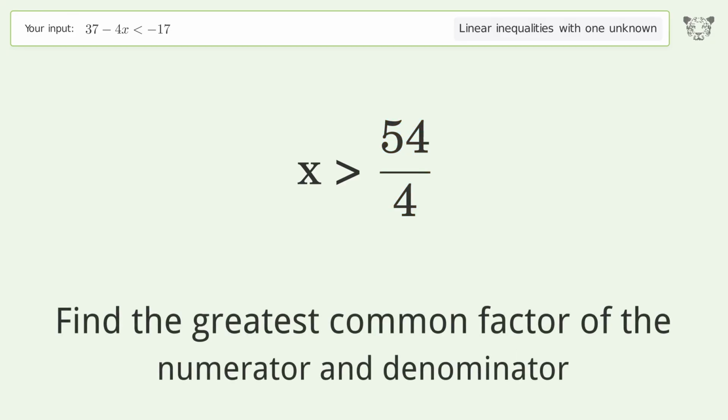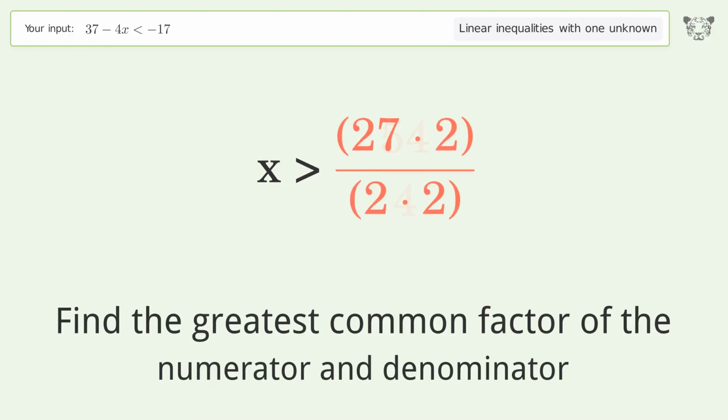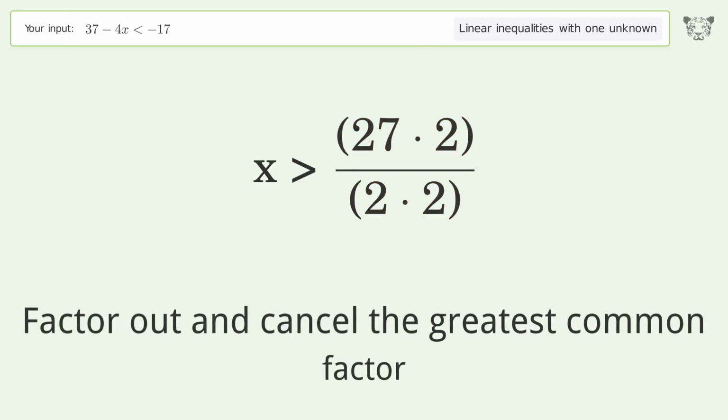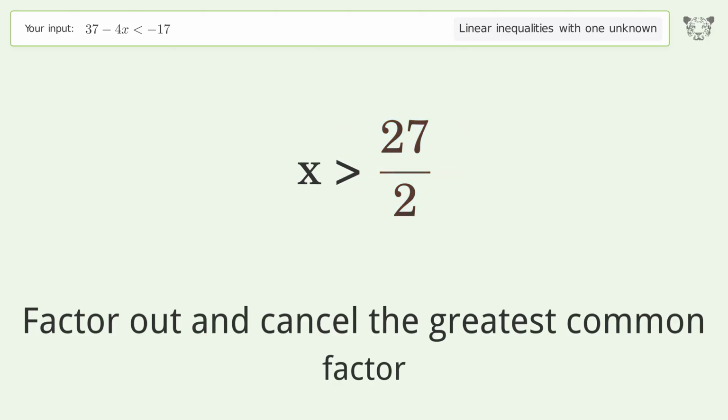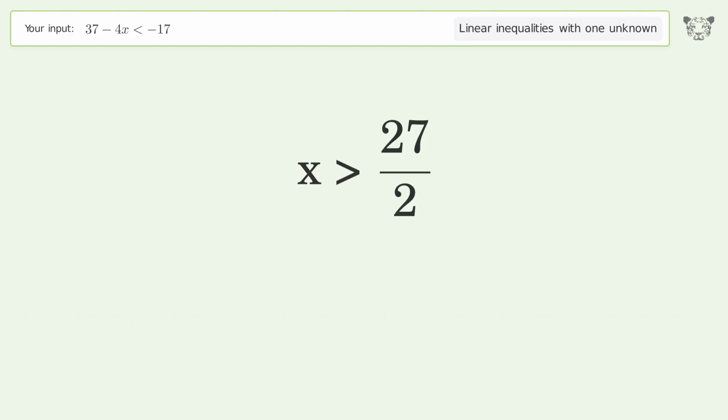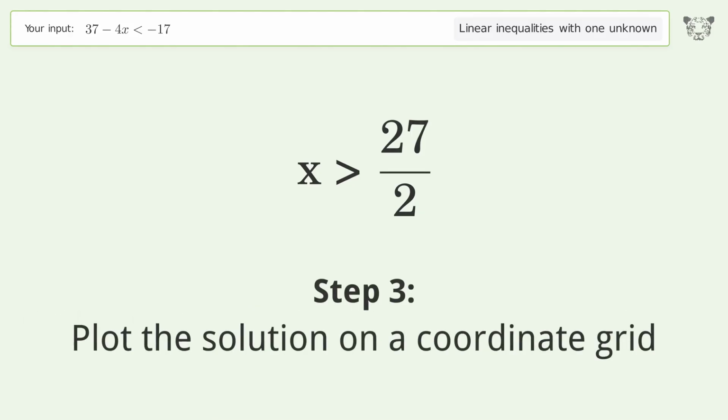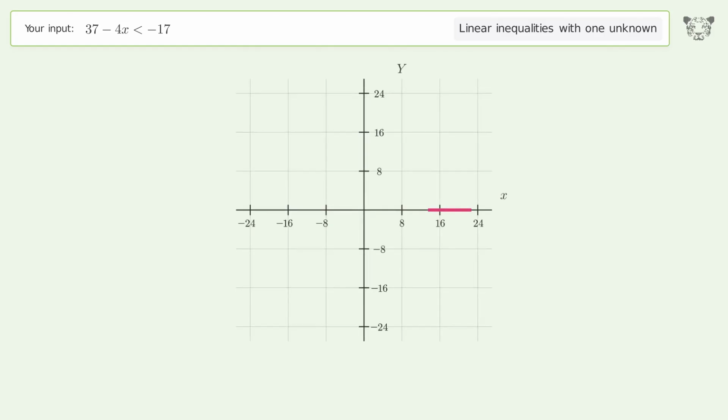Find the greatest common factor of the numerator and denominator. Factor out and cancel the greatest common factor. Plot the solution on a coordinate grid. And so the final result is x greater than 27 over 2 greater than 131 over 2.